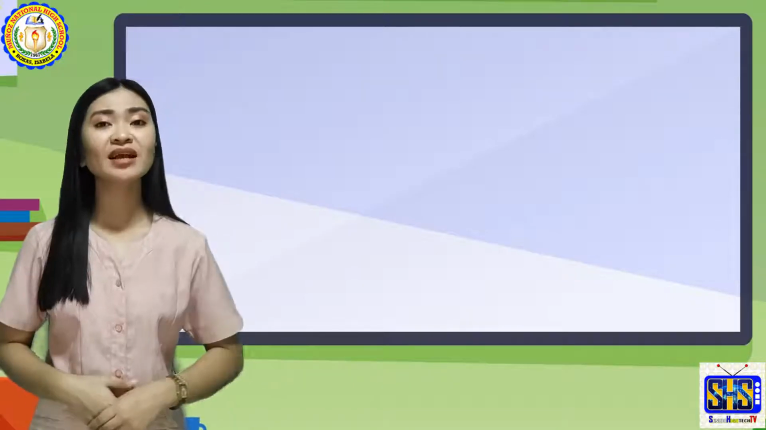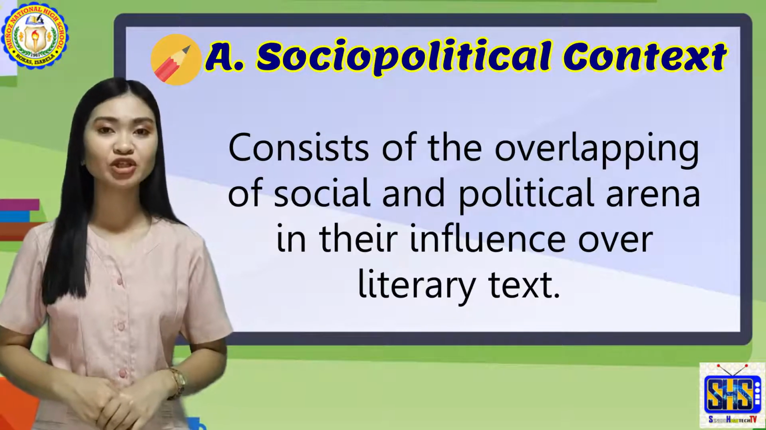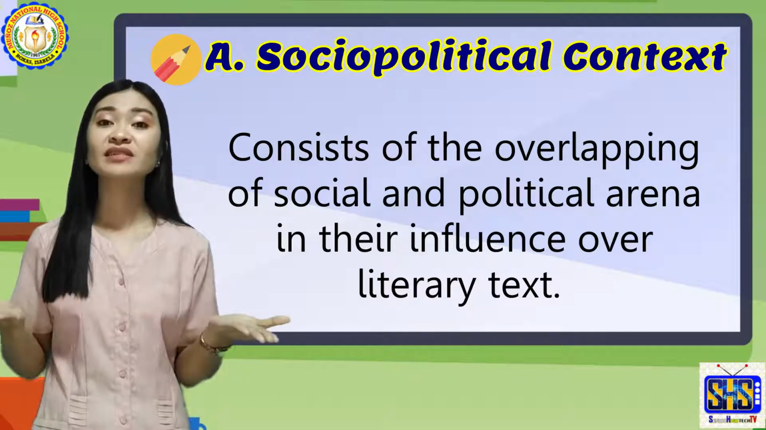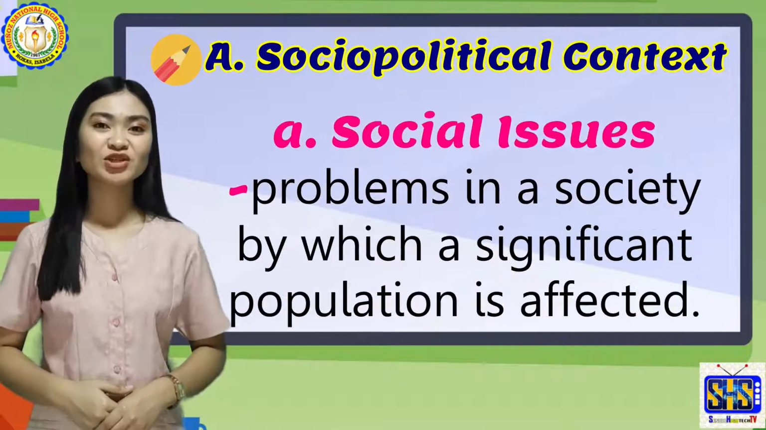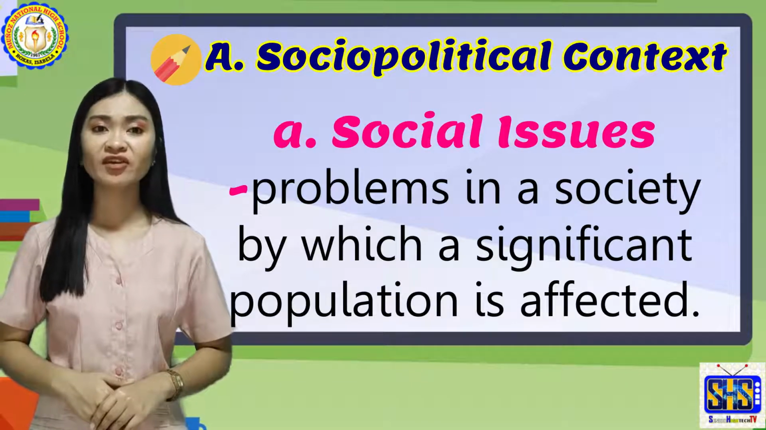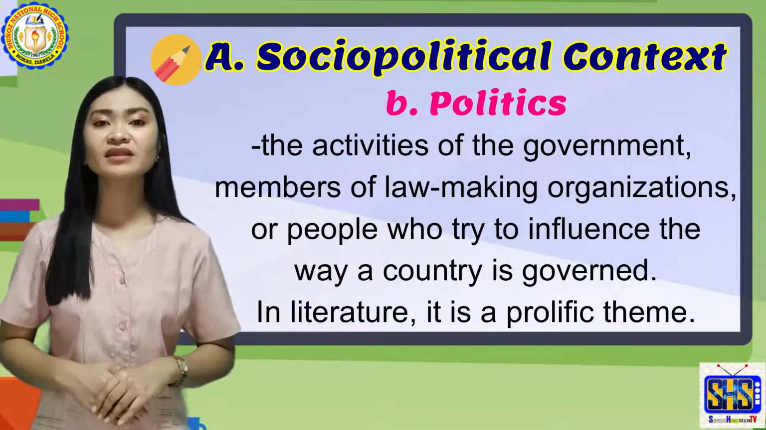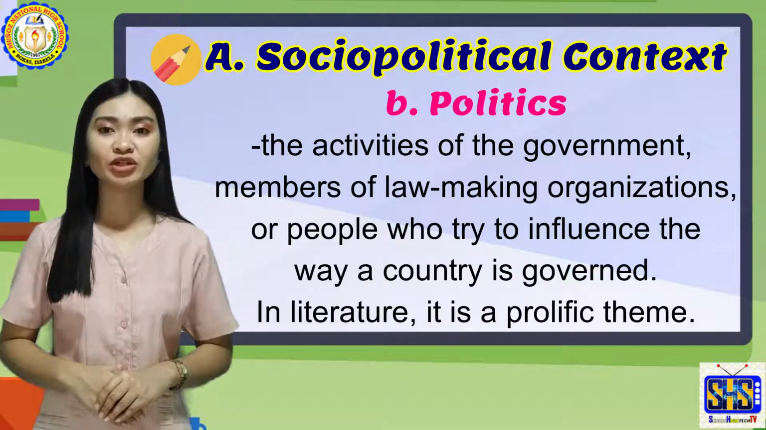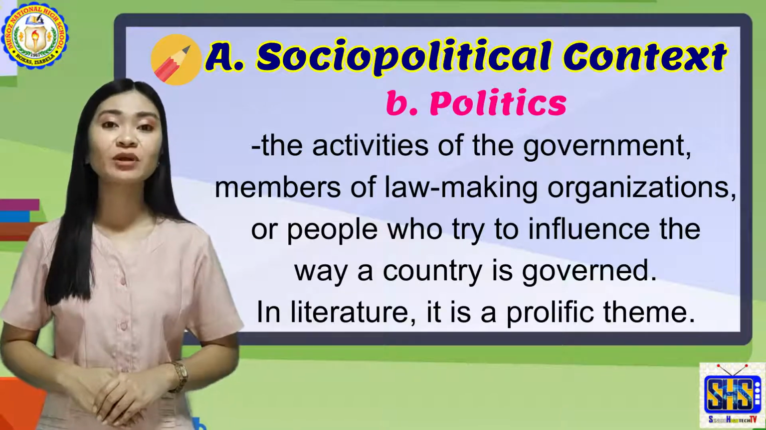How about socio-political context? Socio-political context consists of the overlapping of social and political arenas and their influence over the literary text. We have several kinds of socio-political context. Here are the following. Social issues. Social issues are problems in a society by which a significant population is affected. Politics. Politics are the activities of the government, members of the lawmaking organizations, or people who try to influence the way a country is governed. In literature, it is a prolific theme.